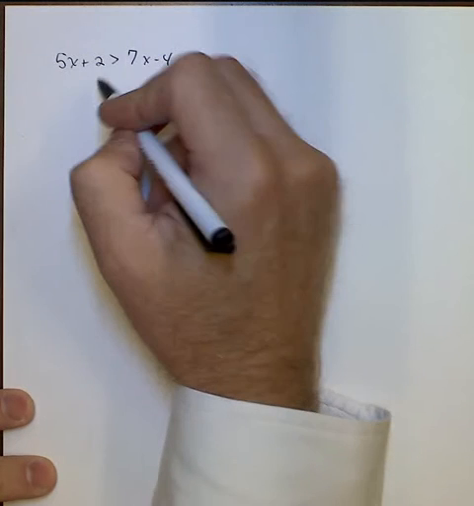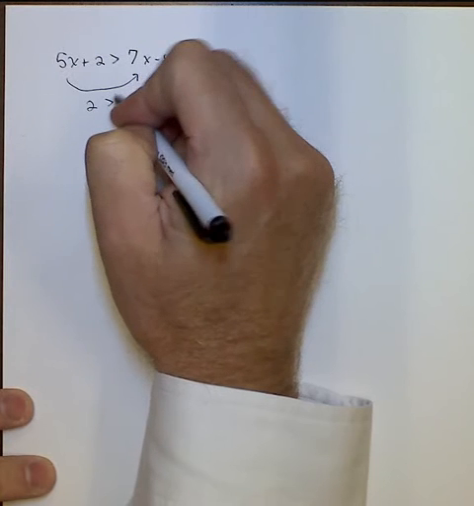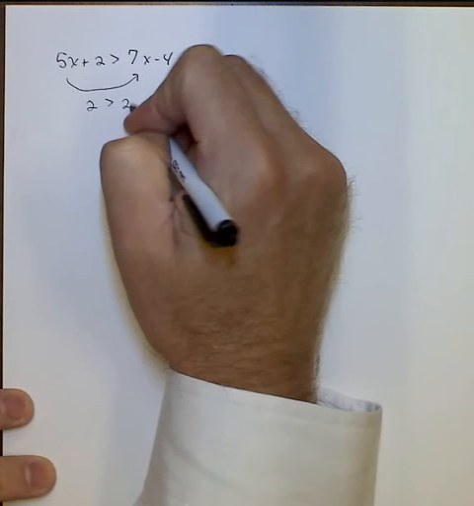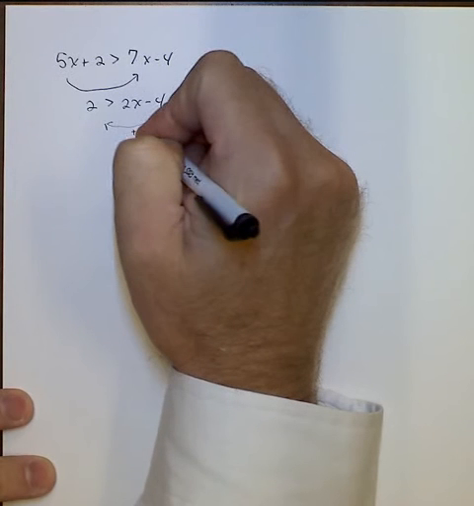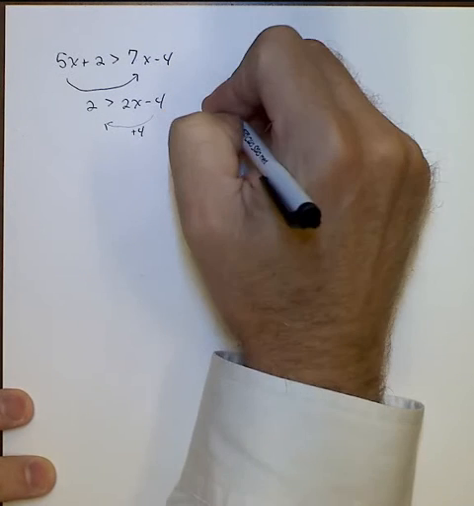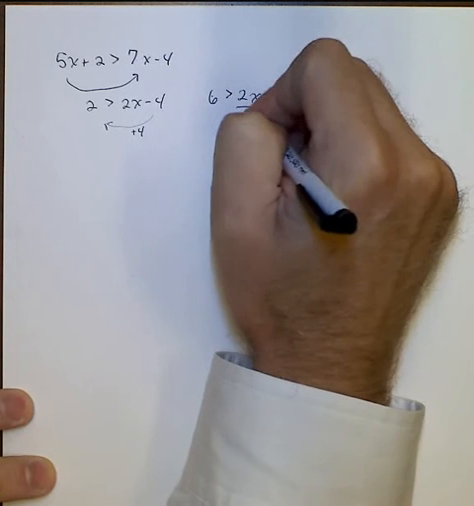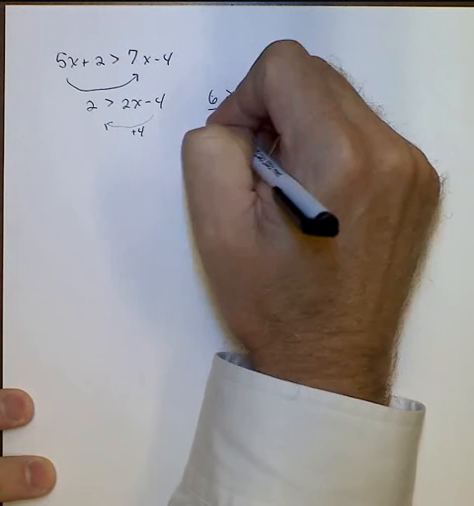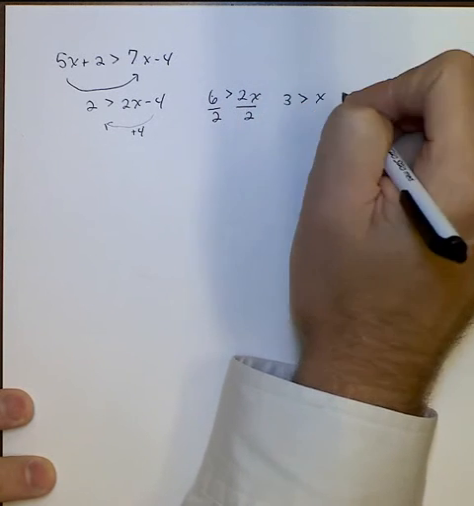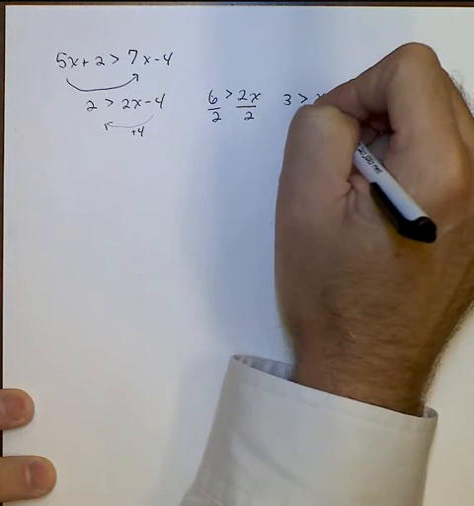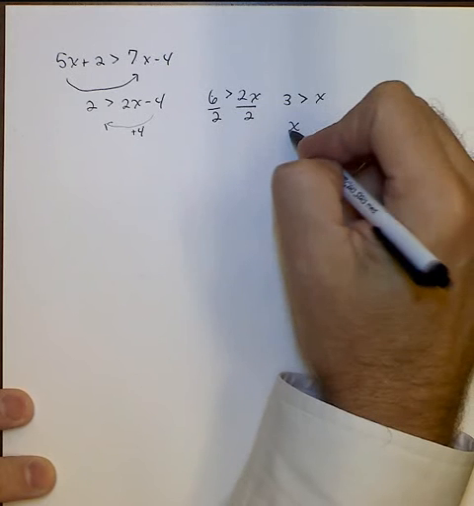So I'm going to go ahead and move the 5x to this side, and I'll get 2 is greater than 7x minus 5x, which is 2x, minus 4. Then I'm going to move the 4 over here by adding 4 to both sides, and I'm going to get 6 is greater than 2x. And then I'm going to divide both sides by 2, and I'm going to get 3 greater than x. And I can rewrite this as x is less than 3.